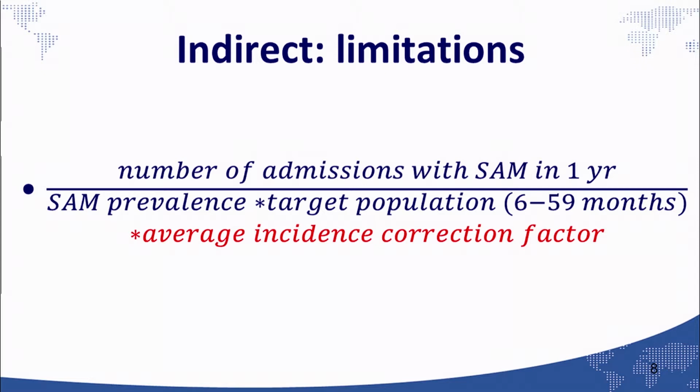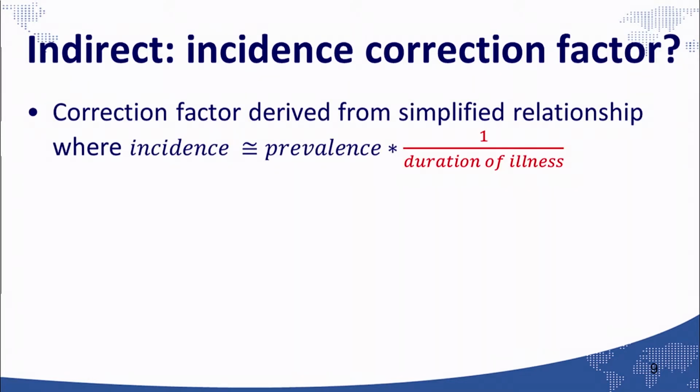This last point suggests that in any calculation of indirect coverage, in order to capture the true burden of SAM, which includes both prevalent and incident cases, would need to be corrected. So to this end, a slightly modified version of the indirect calculation has been recommended, which is shown here. What you see is that the SAM prevalence is now being multiplied by an average incidence correction factor. So what is the average incidence correction factor? Well, it comes from the idea that there's a basic relationship between incidence and prevalence, which we're showing here. Based on this relationship, it turns out that the correction factor we need for our calculation of indirect coverage is actually this term in red here. It's 1 over the duration of the illness.